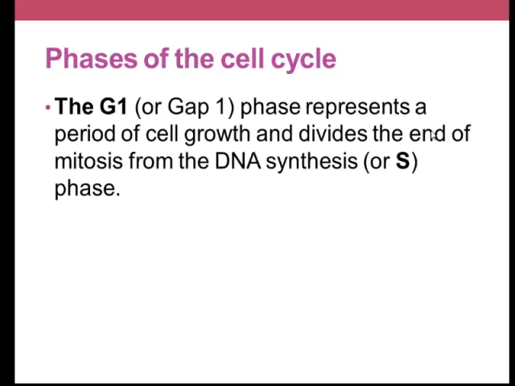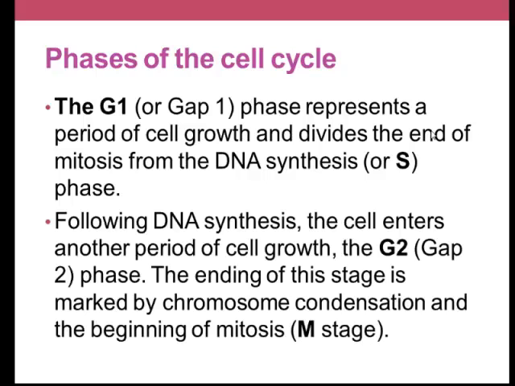Phases of the cell cycle. First, G1 or gap 1 phase. This phase represents the period of cell growth and divides the end of mitosis from the DNA synthesis, or S phase. Following DNA synthesis, the cell enters another period of cell growth, which is called gap 2 or G2 phase.